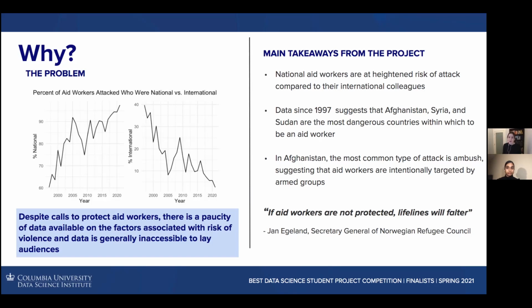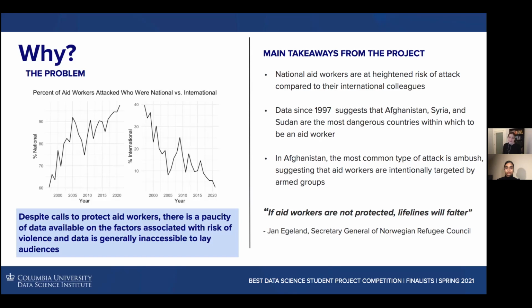However, despite calls to protect aid workers, there is a paucity of data available on the factors associated with risks of violence, and data is generally inaccessible to lay audiences. We used various datasets and data science tools to examine, animate, and effectively disseminate findings about attacks on aid workers. We produced valuable insights and easy-to-use interactive tools, which can help inform lay audiences and stakeholders alike as this pressing issue continues to grow in scale.